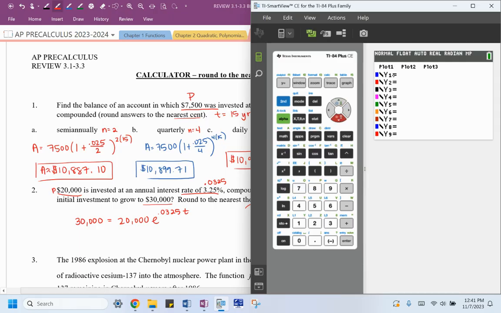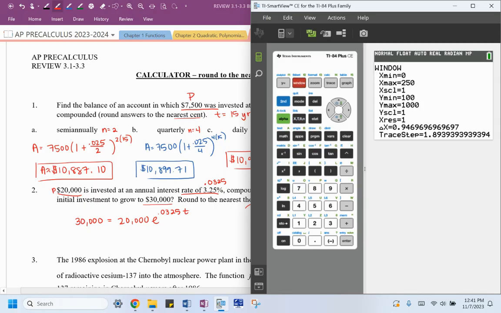my calculator is a little glitchy. It won't let me go to Y1, so I'm just going to type in 30,000 into one of the equations here. Type in the right side of the equation, 20,000 e to the 0.0325x. Now, what about the window? We don't have a set domain, but we know that we want the window to go from 0 to, I kind of just have to guess something here.